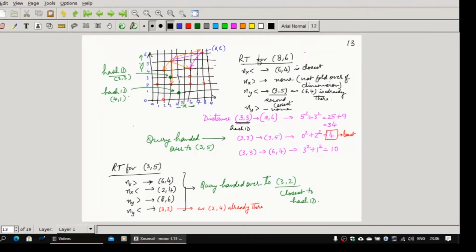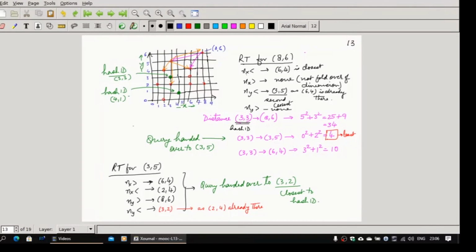So we just send the query to 3,5. Now, what happens at 3,5? How will the routing table entries look? For less than x, you find the closest value, which will be 2,4, kept here. If nx is greater, then 6,4 will be the closest entry because the other is far off. Then for ny greater, 8,6 is the only possible and closest available entry. For ny less, it will be 3,2, because the other is far off.